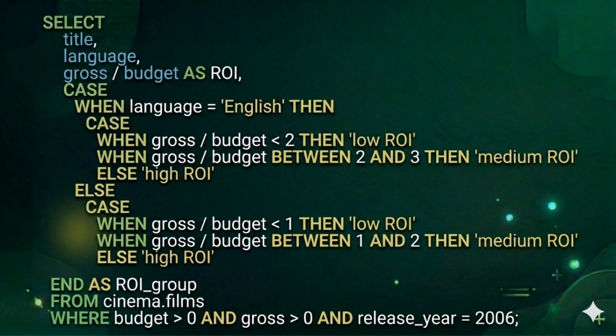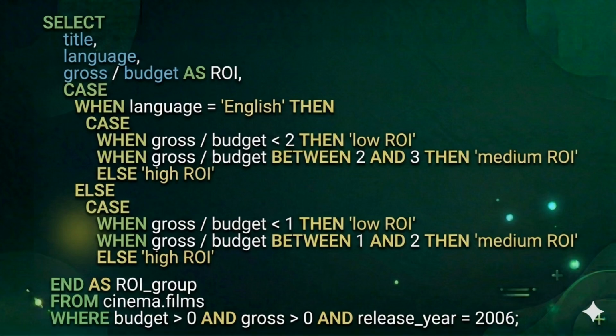ELSE, meaning for all non-English films, we apply a different set of rules, using another CASE. If ROI is less than 1, it is labeled as low ROI. If ROI is between 1 and 2, it becomes medium ROI. Otherwise, it is categorized as high ROI. After applying all conditions, we end the CASE statement and assign it the alias ROI group.